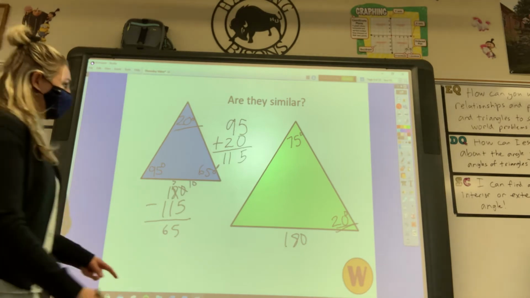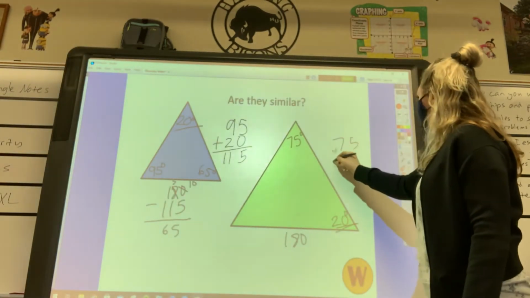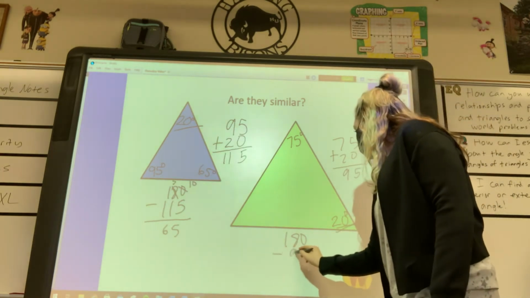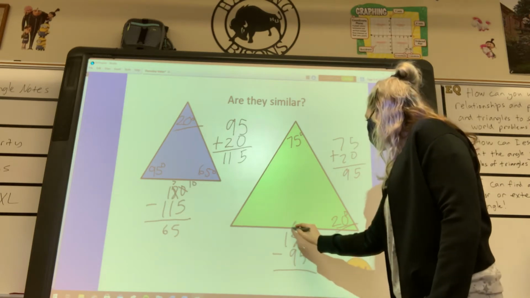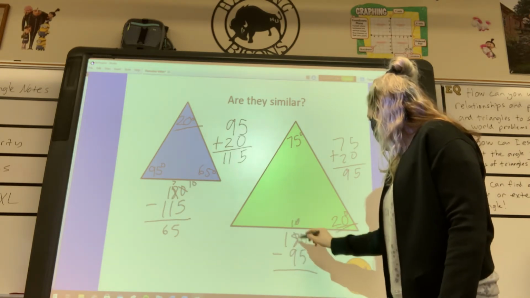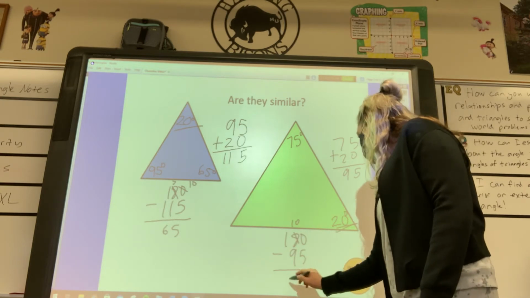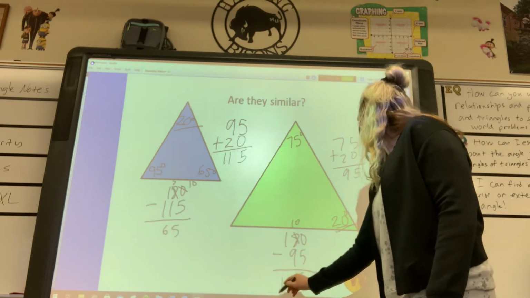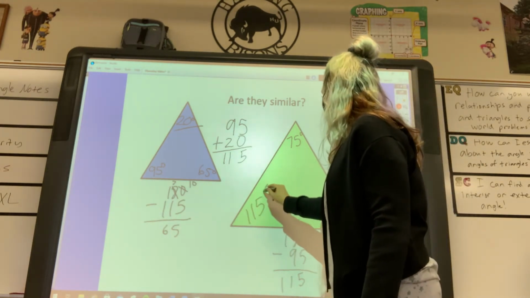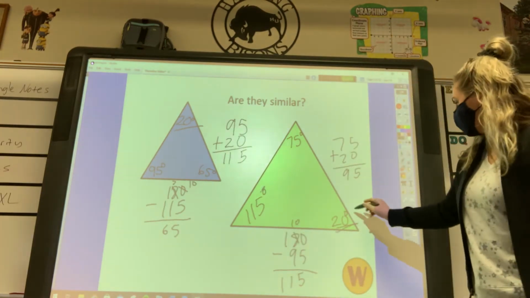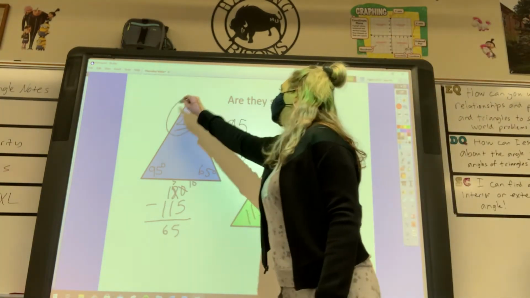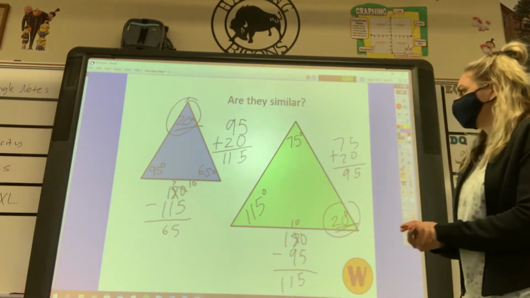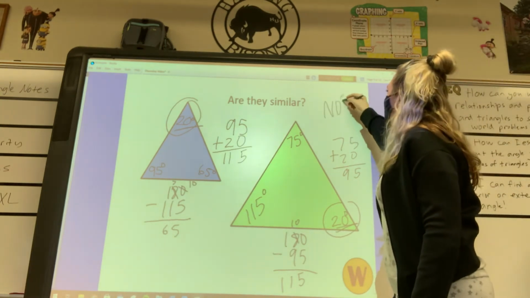And over here we have 75 plus 20, which is 95. So if we subtract 95 from 180, we get 10 minus 9 is 1. Is that right? 115 degrees. So as we ended, we only ended with one pair of congruent angles, 20 degrees and 20 degrees, and none of the other ones are congruent, so these two are not similar.